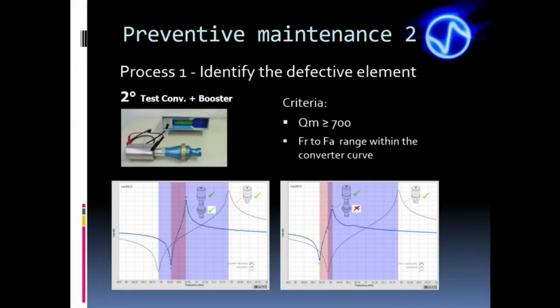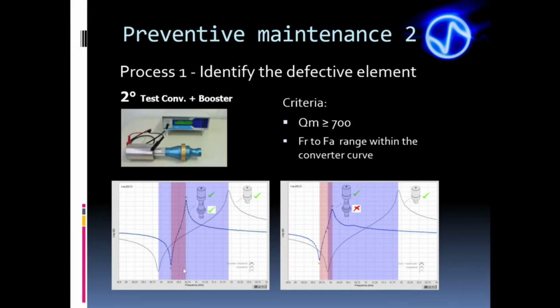The first basic criterion for the booster is QM greater than 700. To evaluate the frequency, it's necessary to compare the converter alone curve with the C plus B curve. The booster is approved by the frequency criterion when the range from FR to FA of the assembly C plus B is within the range from FR to FA of the converter alone.